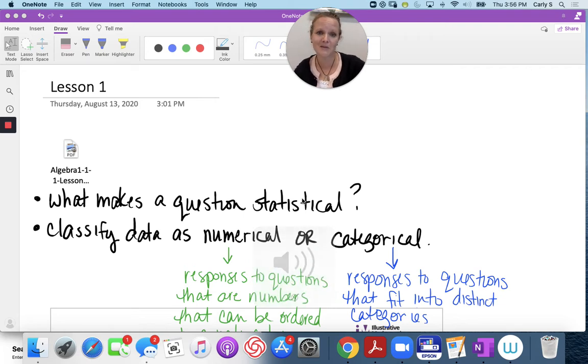Welcome to Algebra 1. We are in Unit 1, Lesson 1, and Unit 1 is all about one variable statistics. So we start out in algebra with a little unit on statistics. We're not going to be solving for x. Some students feel that the unit on statistics is a little bit easier.